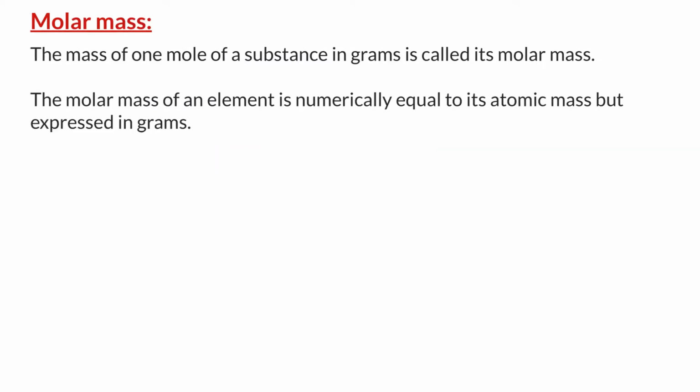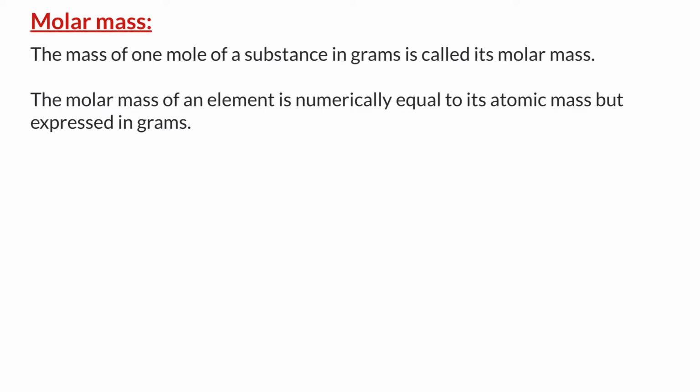Next, we will discuss what molar mass is. The mass of 1 mole of a substance in grams is called molar mass. In other words, if you take 1 mole of oxygen atoms, place them on a balance, the reading in grams is the molar mass of oxygen atoms. The molar mass of an element is numerically equal to its atomic mass expressed in grams.